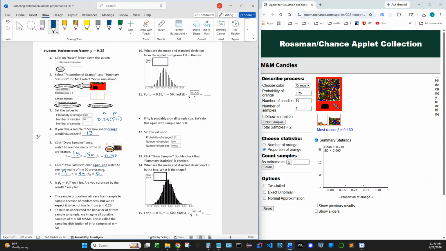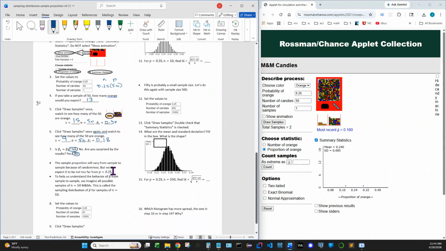Do we have to stop the factory and recalibrate? 18 is a little bit lower than 25%. But probably because of sampling error, we'd expect p hat to bounce around a fair amount. So they're not equal, right? 18% does not equal 25%, and we're not surprised by that either because of sampling error. Okay, so the sample proportion will vary from sample to sample because of randomness, but we don't expect it to be too far from 0.25.